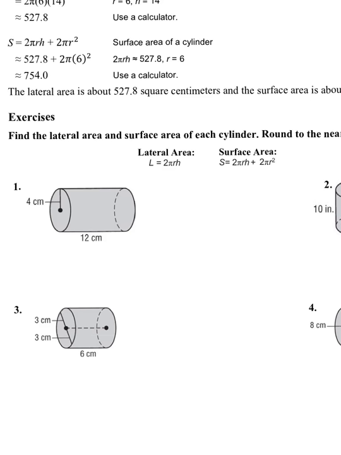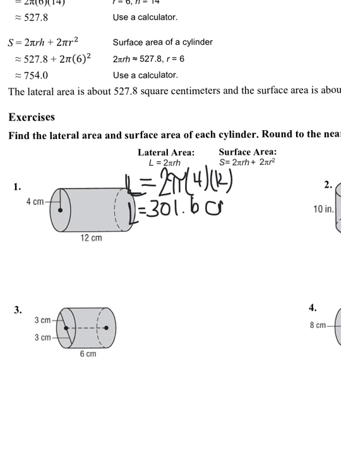So the lateral surface area is everything except the bases, so it's like what goes around it. Lateral surface area in this case, 2 pi. The radius of that circle is 4. The height of the prism is 12. When I plug it into my calculator, lateral surface area is 301.6 centimeters squared.